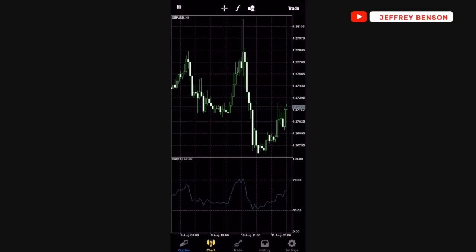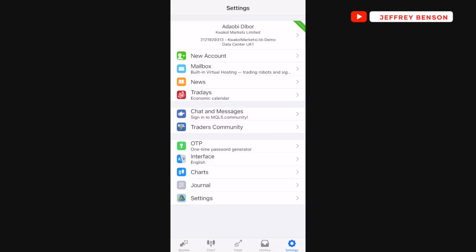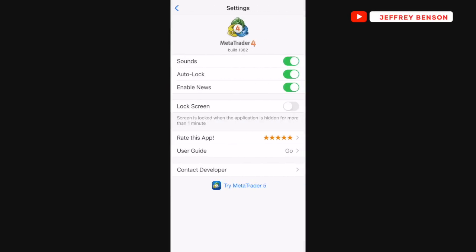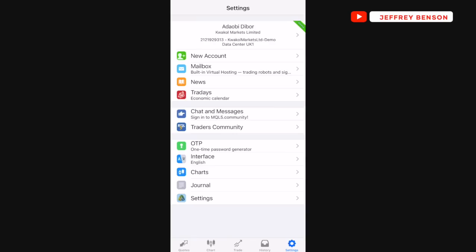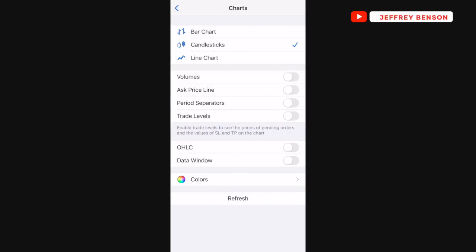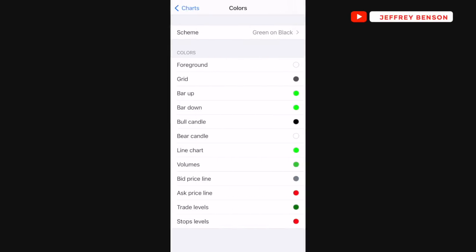If you want to see your charts, you come to charts. But this chart is not as clean as this one. We want to make sure it looks like what we have here. We have to come to settings. No, not there. We'll go to charts rather. When you come to charts, you go to colors. You can change the colors now.